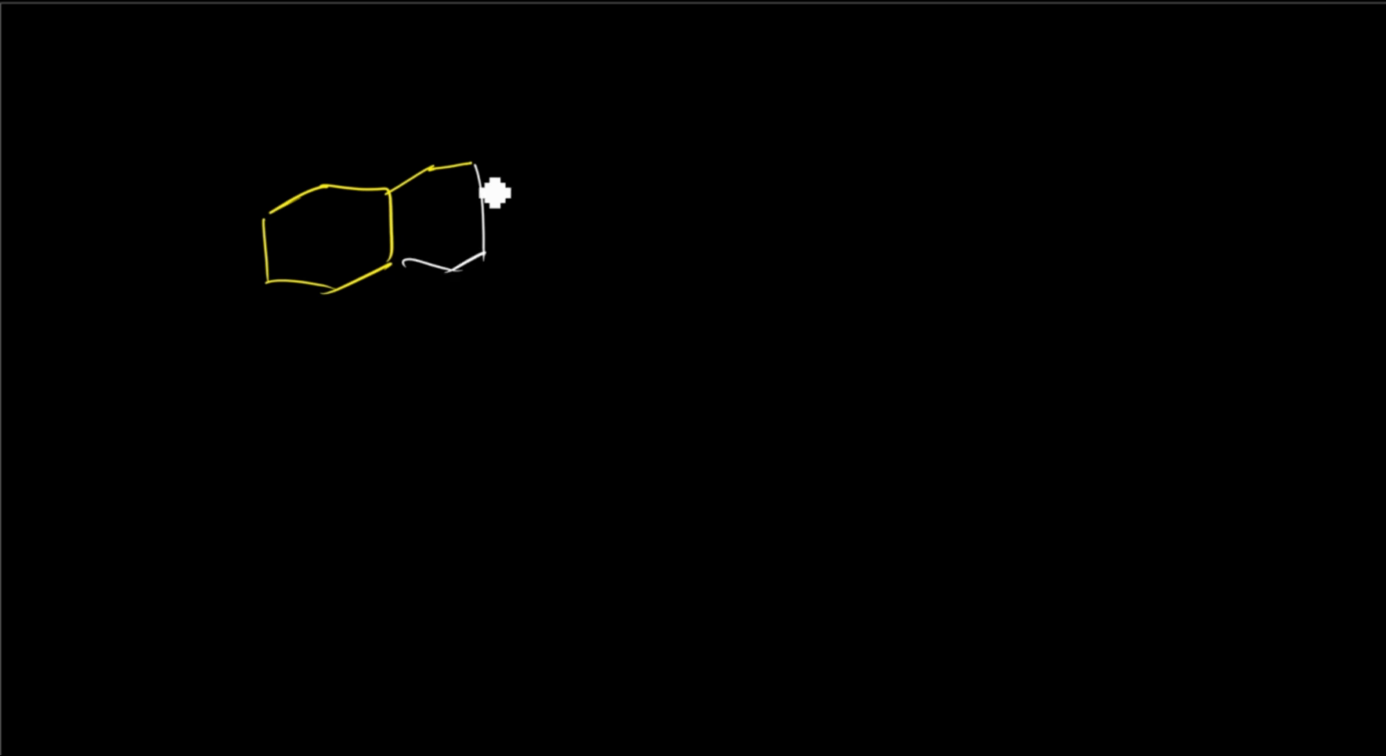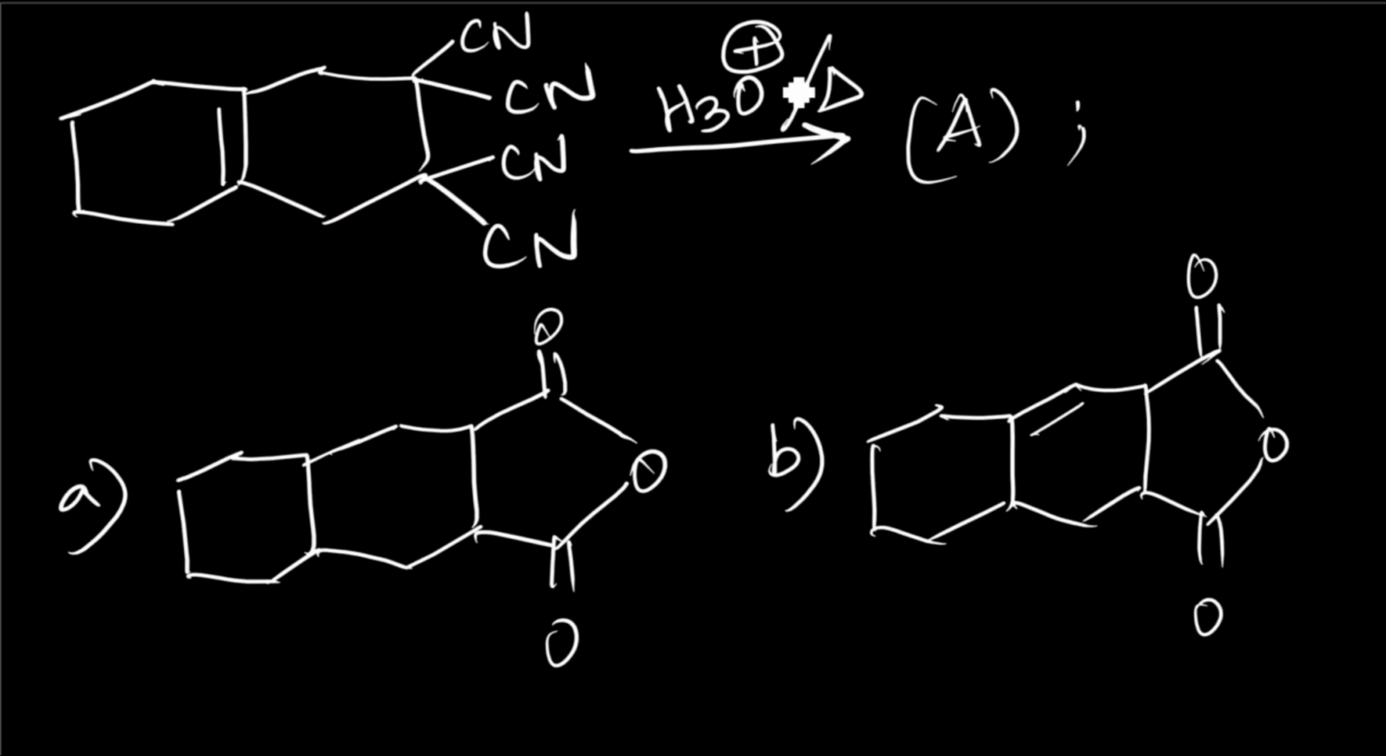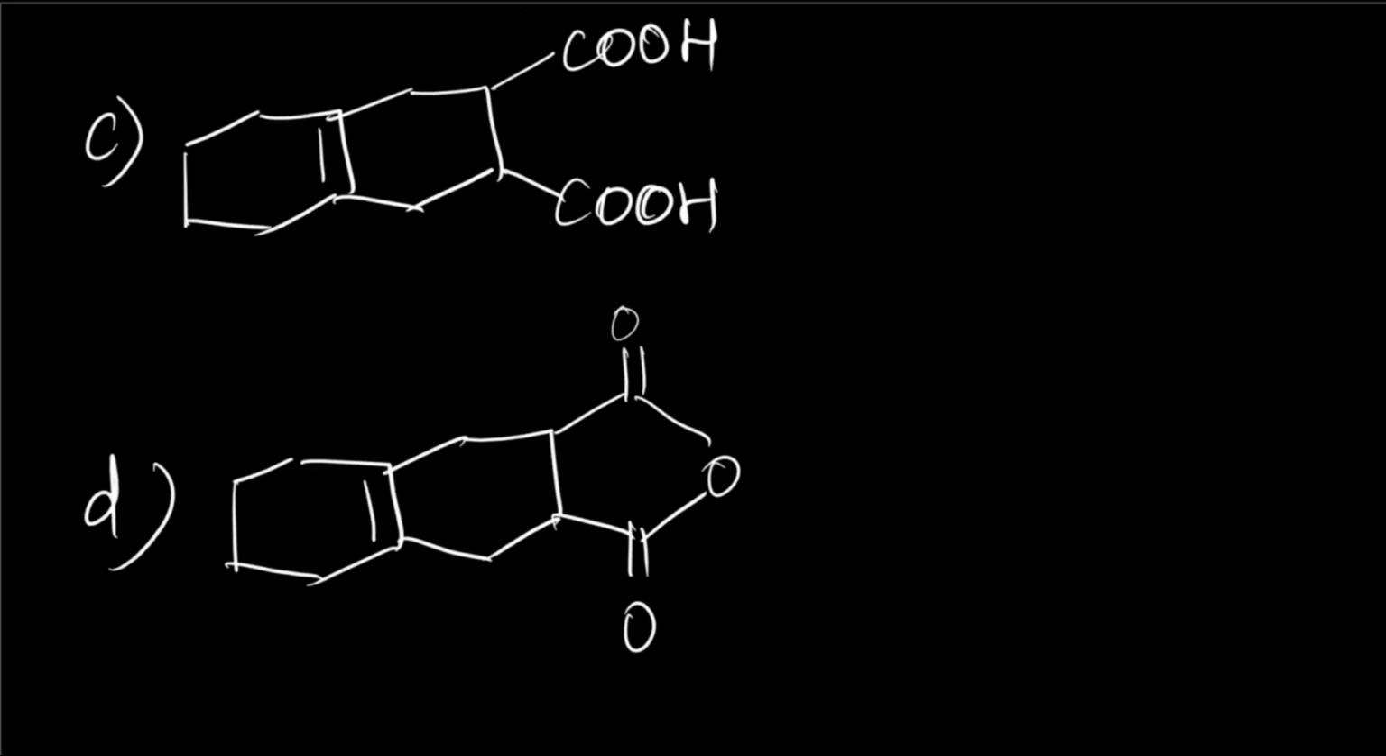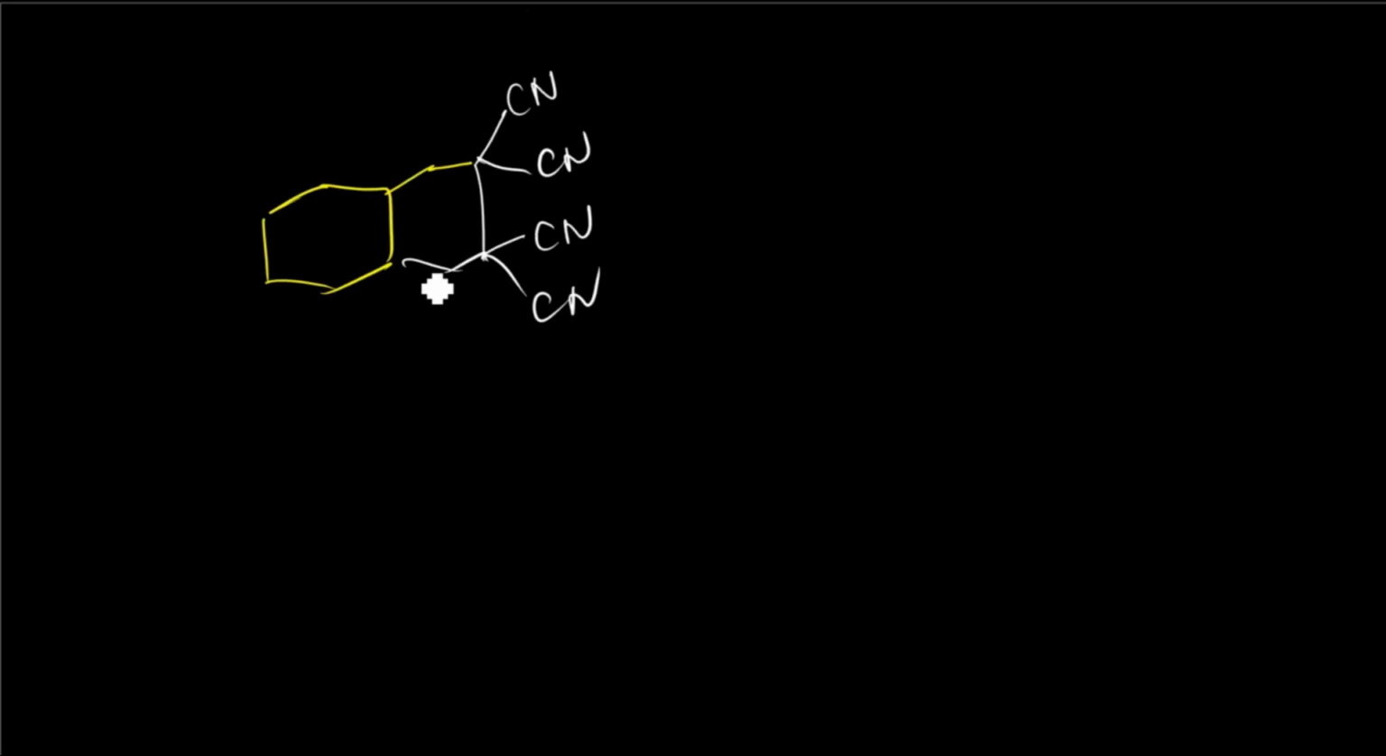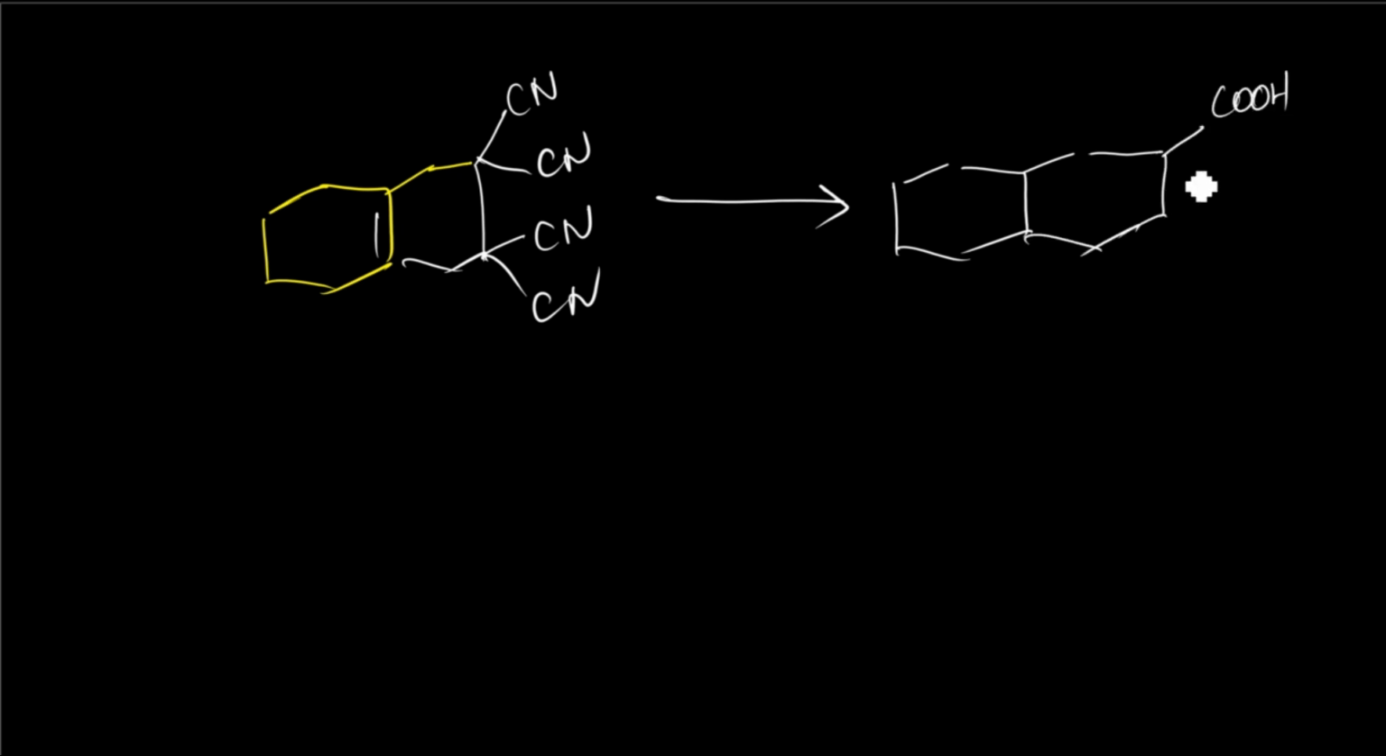I'm just having two rings and then a 4-cyano group. So what is the reaction happening over there? It is just doing a hydrolysis. What will happen if it is undergoing hydrolysis? Cyano group with hydrolysis will become carboxylic acid, isn't it?